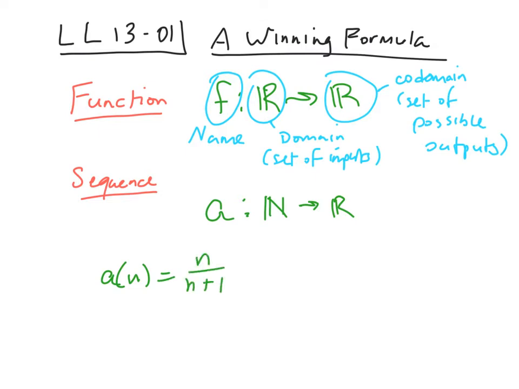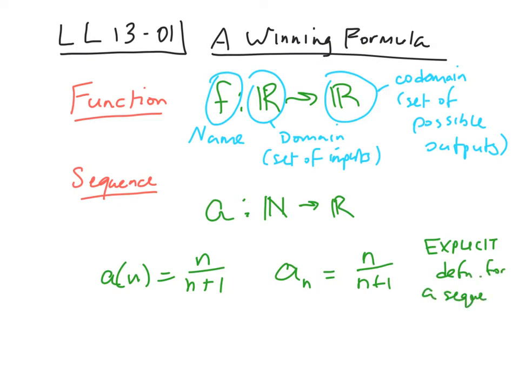And that's a perfectly fine way to write a function formula, and in fact it's a perfectly okay way to write a sequence formula. But just for reasons of having a different notation for sequences, we usually use this notation instead. A sub n, subscript n, equals n over n plus 1. And that is called an explicit definition for a sequence.